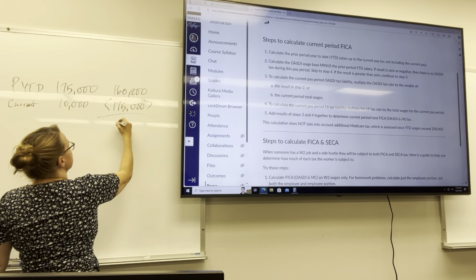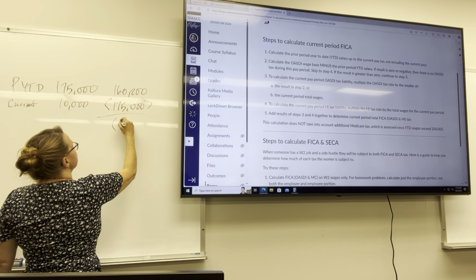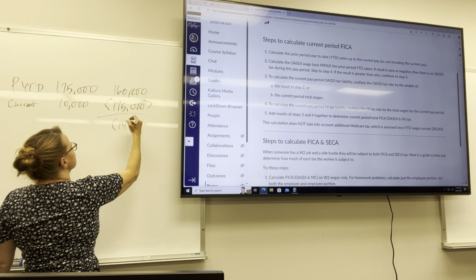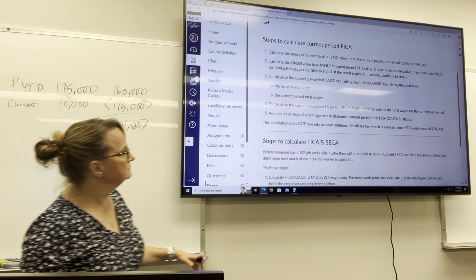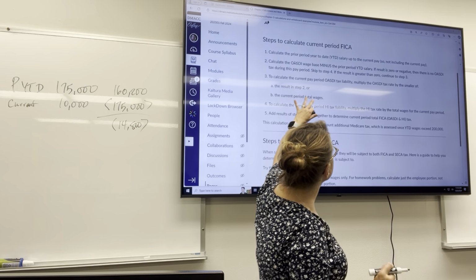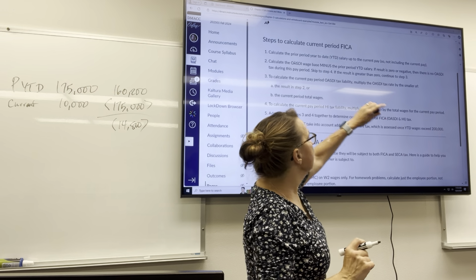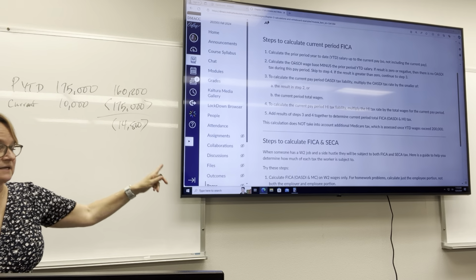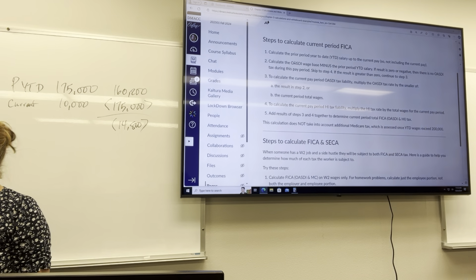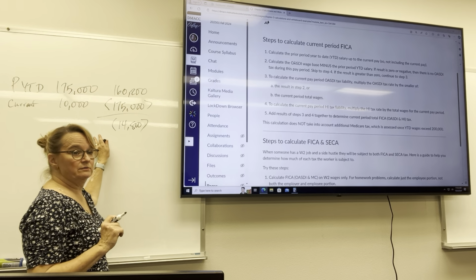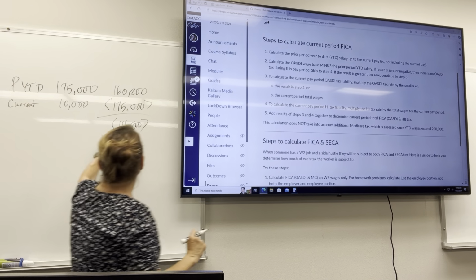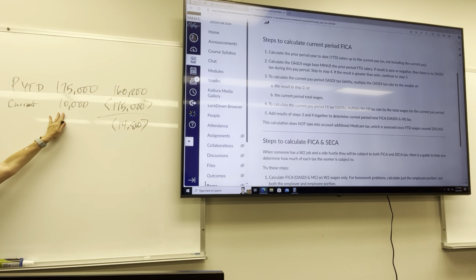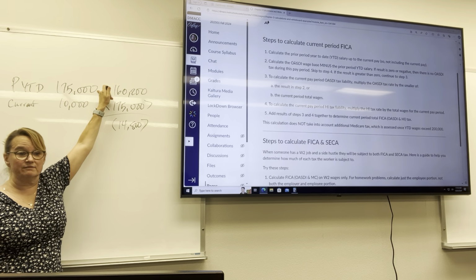Here, what is it, negative 14,800, is that right? Something like that. If the result is 0 or negative, then there is no OASDI tax in the current pay period. The result is negative, so none of this is subject to OASDI tax. Makes sense, again, because we were already in excess of that wage base.